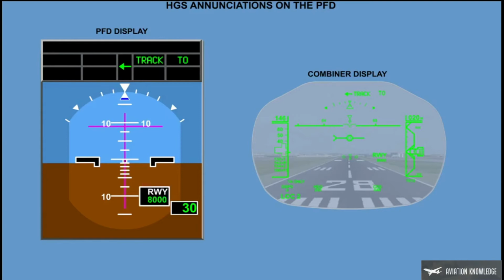Runway remaining. Runway remaining distance will be displayed on the PFD. The HGS computer calculates this distance, and the same information is shown on the combiner.